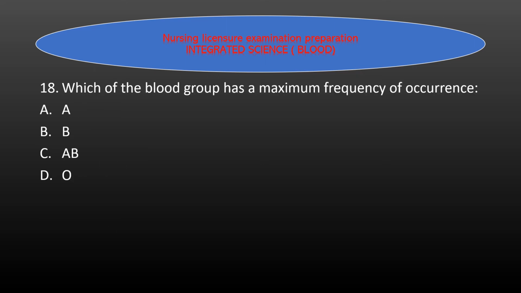Question number 18. Which of the blood group has a maximum frequency of occurrence? Option A, option B, option C AB, option D O. And the correct answer is option D, that is O. O blood group has a maximum frequency of occurrence.